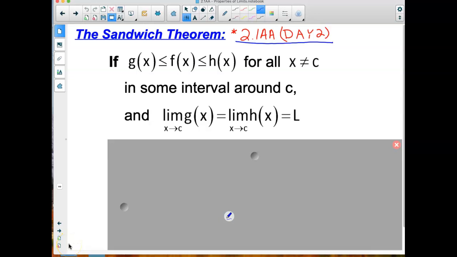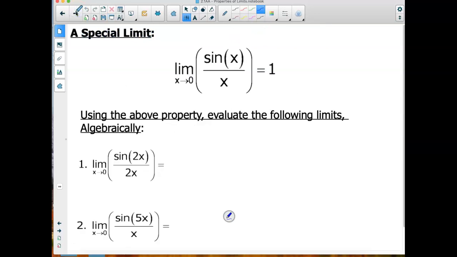We will be finishing up 2.1 double A day 2 today. Sandwich theorem, this is not on your note sheet. You can write it down here in a minute. I'm going to skip over this first for a particular reason. I'm going to skip over this. We're going to look at a special limit here.